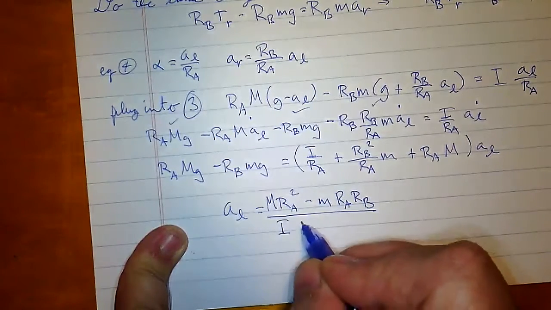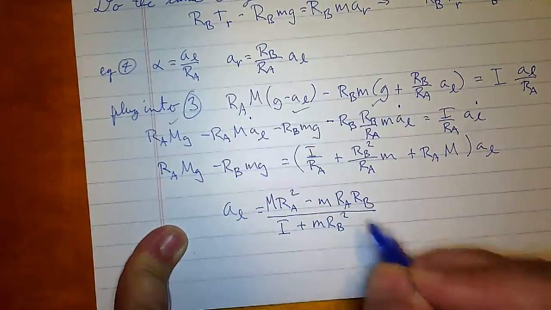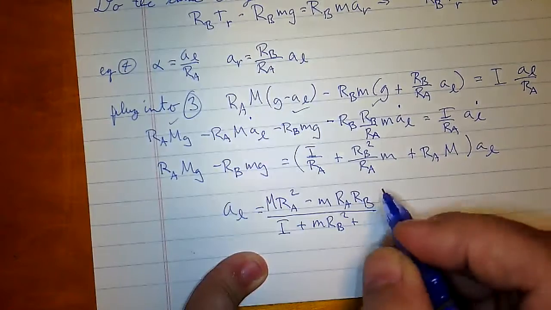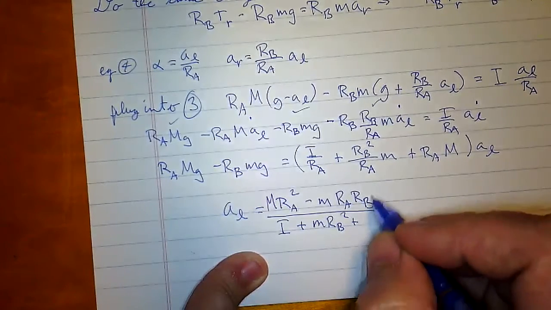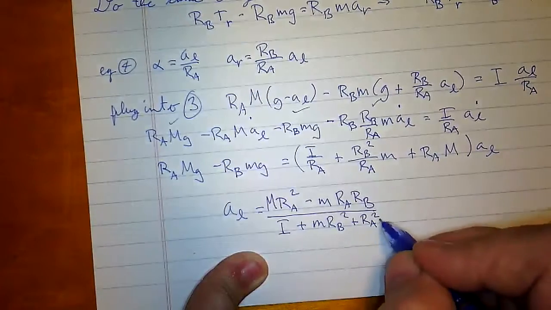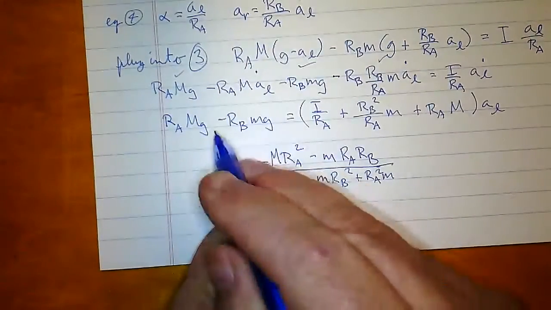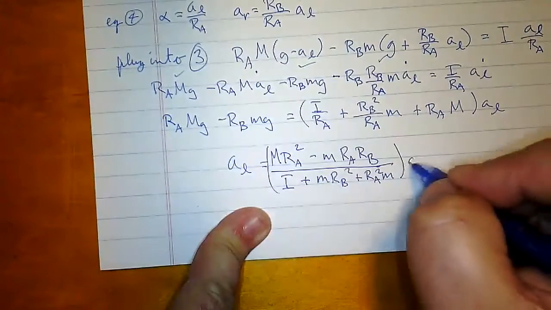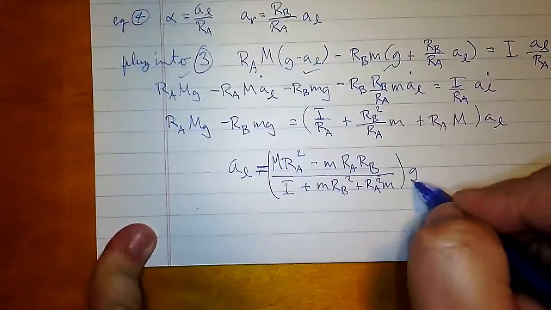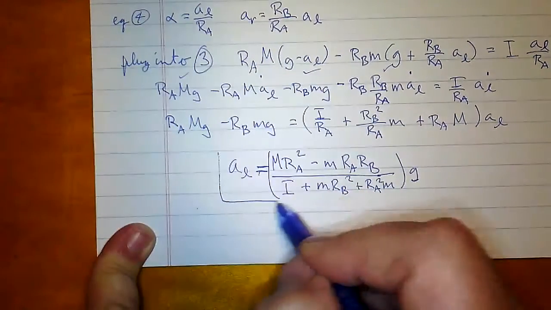I plus M RB squared plus RA squared M. And then, of course, I've factored out all the G's in here. So all this will be times G. So that's our acceleration on the left-hand side. That's about as simple as I can make it.